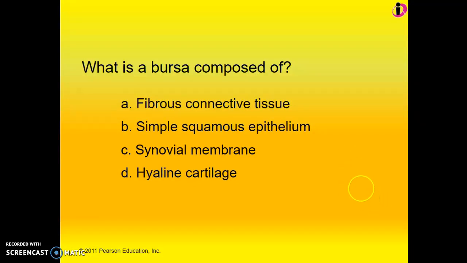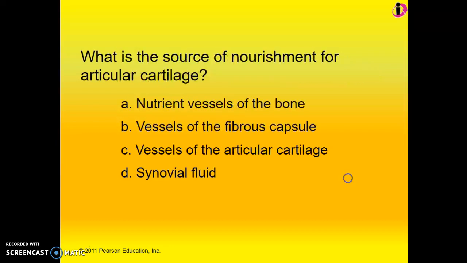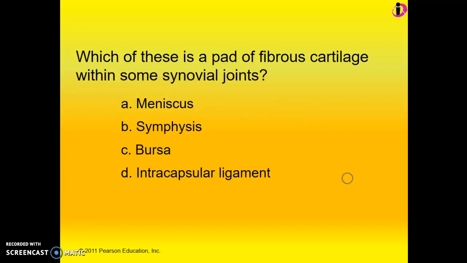What is a bursa composed of? Synovial membrane. What covers the surface of a bone at the articulating surfaces within a synovial joint? Articular cartilage. What is the source of nourishment for articular cartilage? Synovial fluid. Which of these is a pad of fibrous cartilage within some synovial joints? Meniscus.